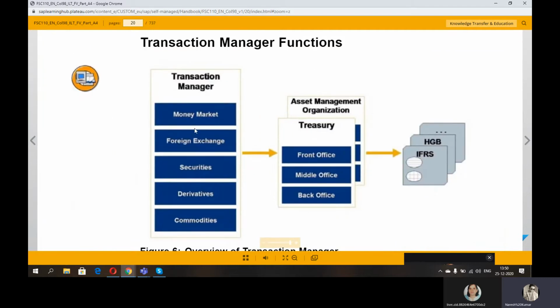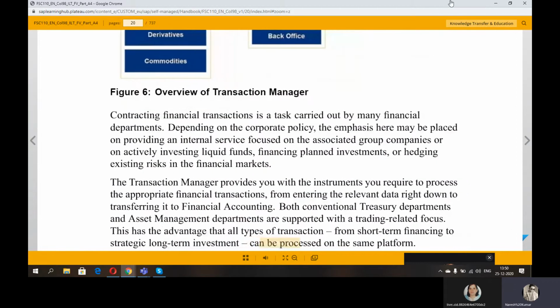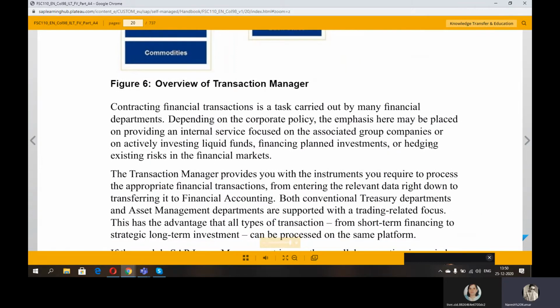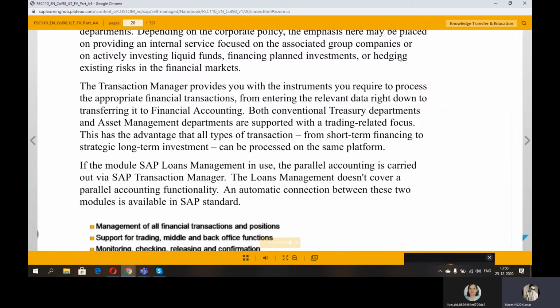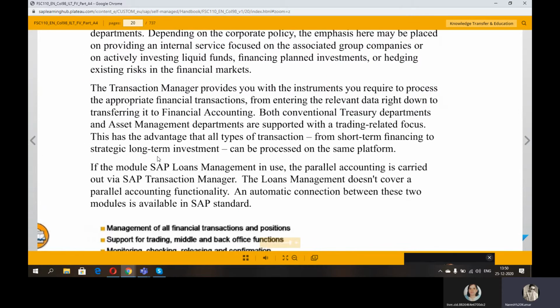As I said, money market, forex, securities, derivatives, commodities. It will reach to the front office, middle office, back office. Then it will go with IFRS, different local GAAP, or anything related to that. We will be able to manage the records. This is how the management will be there. So both the conventional treasury department and asset management department are supported with the trading related focus. Okay. From short-term financing to strategic long-term investment can be processed on the same platform.